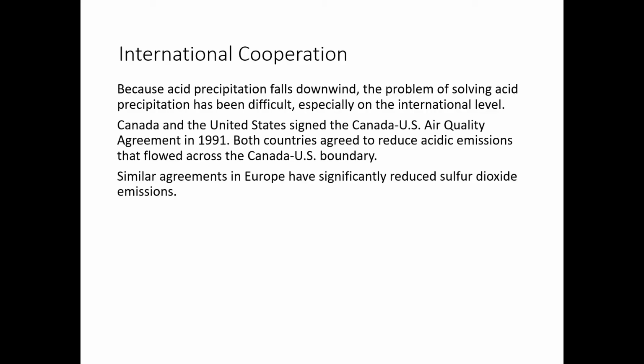Final slide. So, despite all of this, there has been some international cooperation. One example is the Canada-U.S. Air Quality Agreement of 1991, where both countries agreed to reduce their acidic emissions that are flowing across the Canada-U.S. boundary. And then you have similar agreements in Europe. While these aren't the end-all be-all, they have made some progress in reducing the amount of sulfur dioxide and other oxide type emissions that are contributing to acid rain.